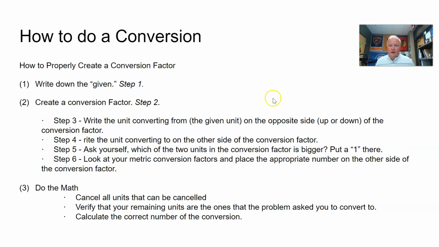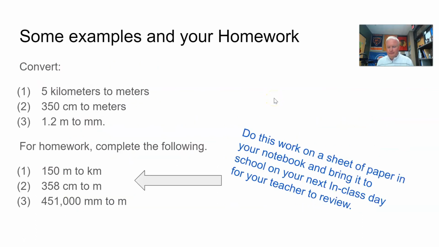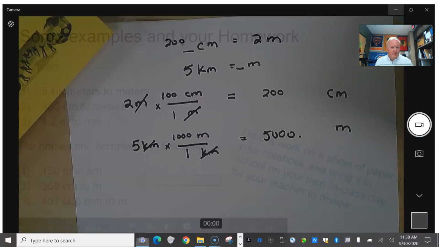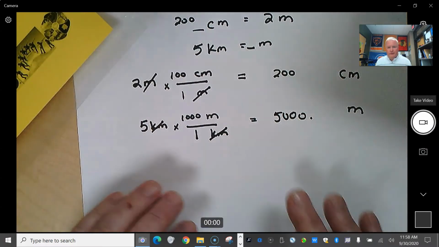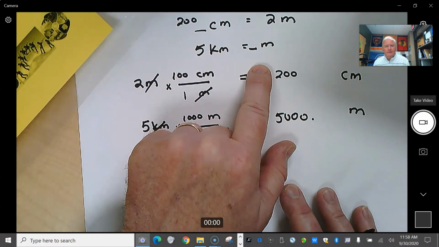Okay. So I have 3 examples that I want to do. We just did one, 5 kilometers to meters. So let's just take a look at that one on the camera. Okay, we just did 5 kilometers to meters.